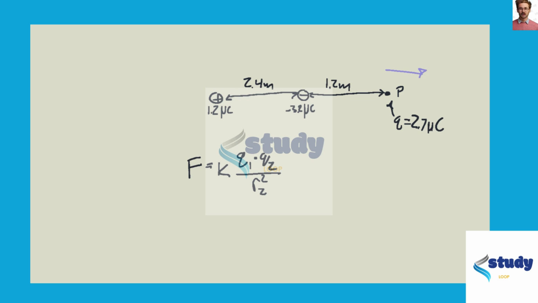And because the negative charge will attract P, the force on P from the negative charge will be a negative number. Then we can just ignore the signs of the actual charges. They simply tell us the sign of the charge. So really what we're going to end up with is force on P from the positive thing minus force on P from the negative thing. And then we'll just use this equation twice.